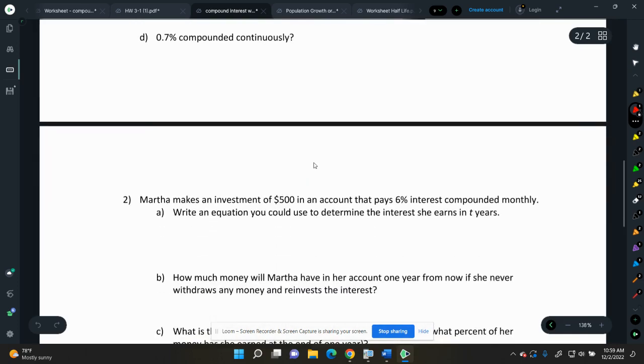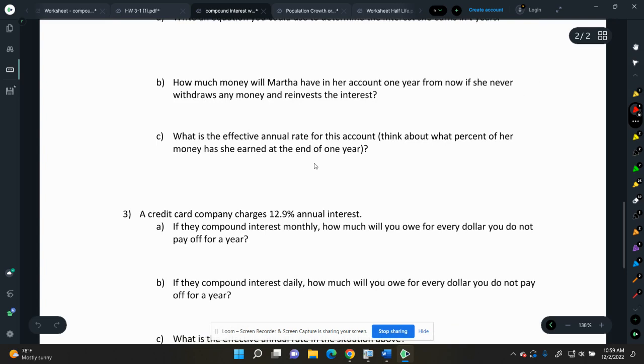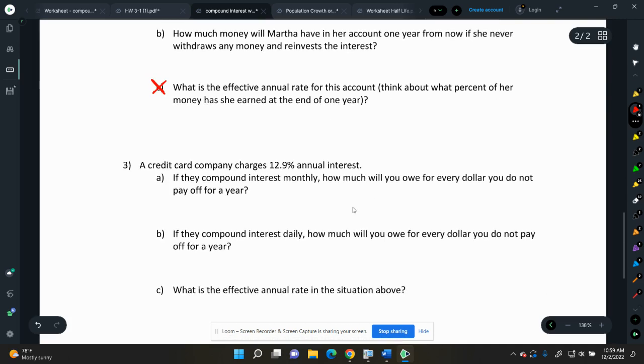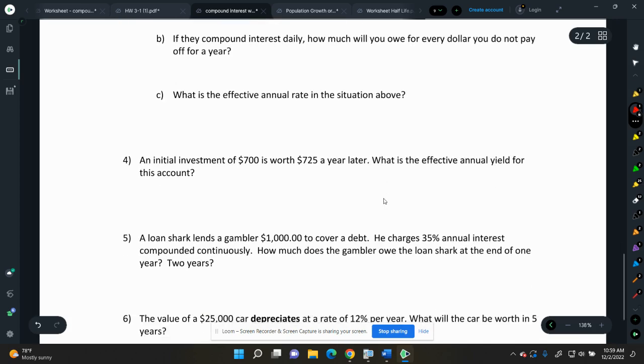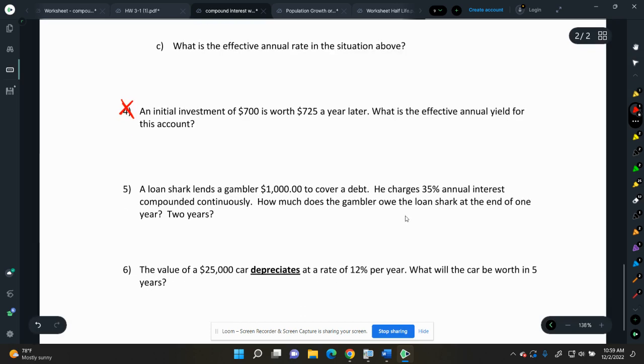I'm going to have you turn to the second page right now. And you are going to skip number 2C. You're going to skip number 3 and number 4.